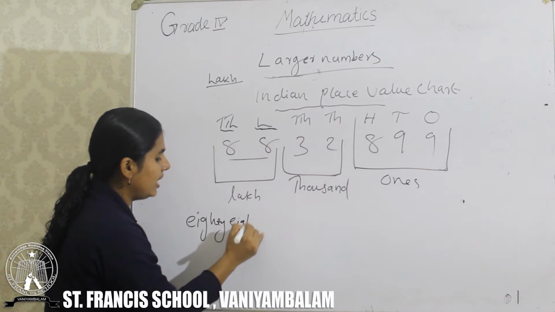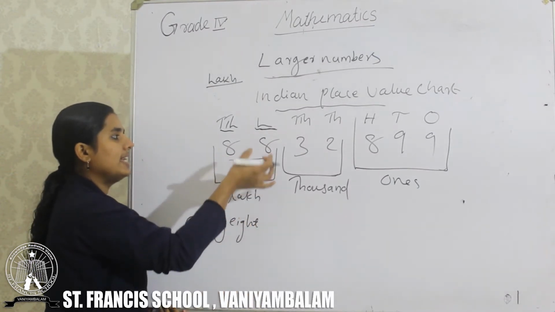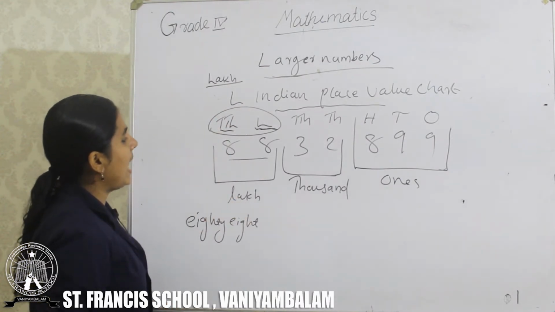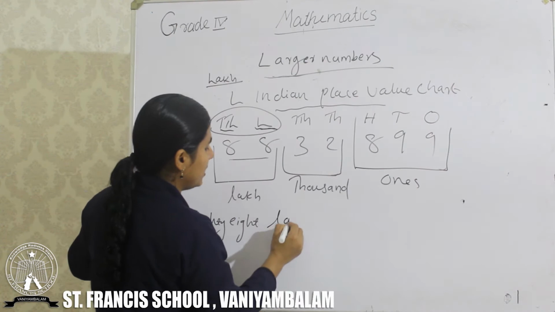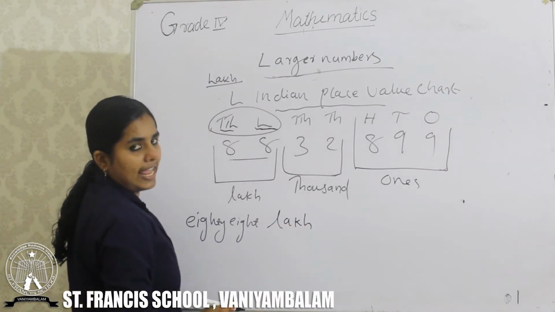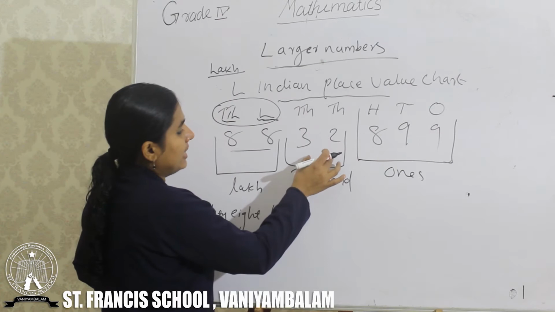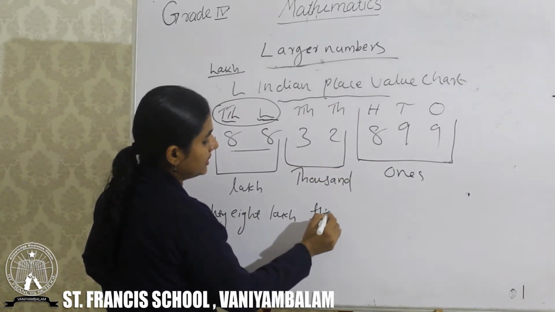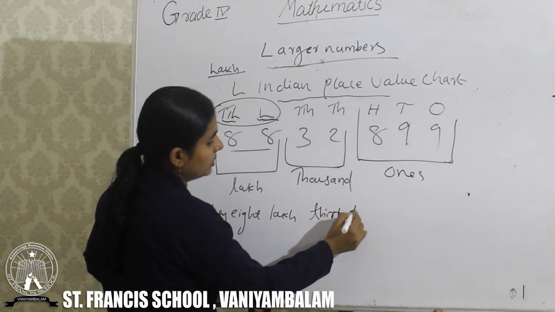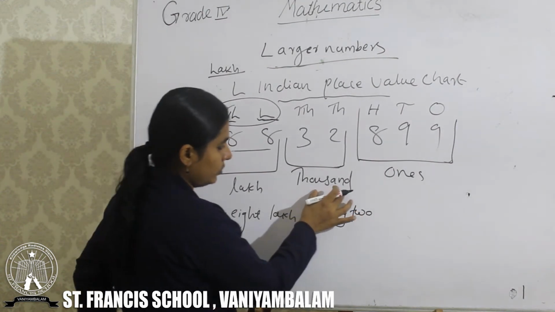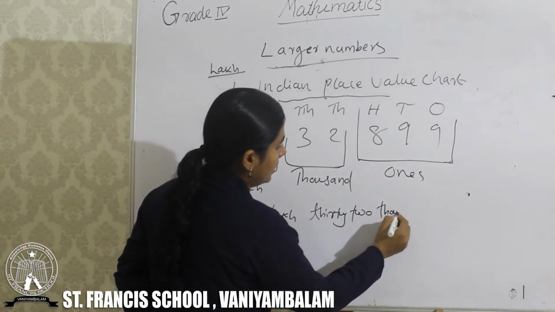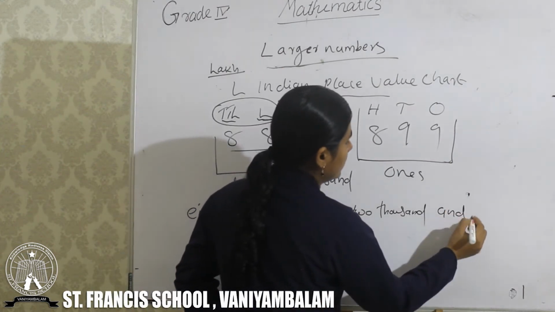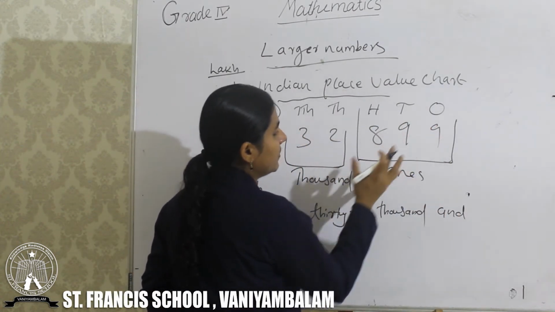88. Then this 88 stands in which family? Lakh. That means 88 lakh. Spelling of lakh: L-A-K-H. Then in the 1000 place we have which number? 32. Then write here thirty-two. Together this is in which family? 1000. That is 32,000.